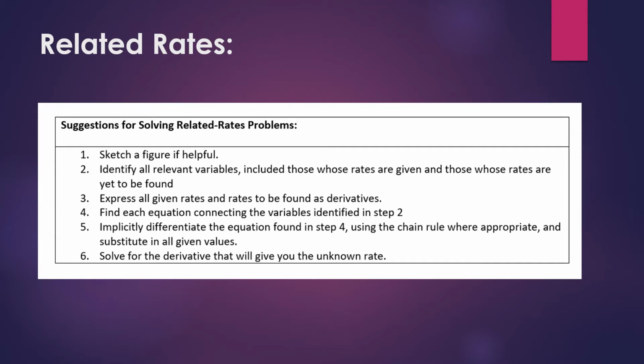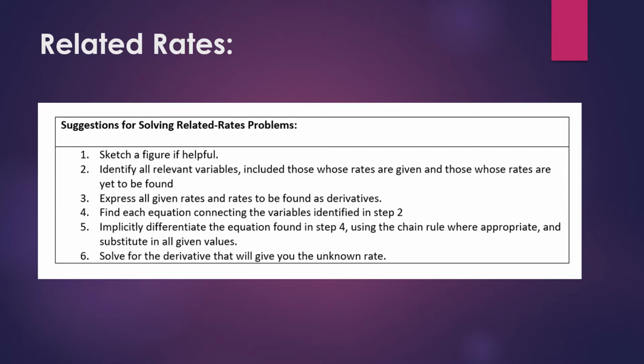Step 2, it says identify all relevant variables, including those whose rates are given and whose rates are yet to be found. So that's kind of what we were doing in example 1, where we had x, x prime, y, y prime, and then z and z prime. They weren't actually needed for the problem, but it doesn't hurt to have more information than you need. It says express all given rates and rates to be found as derivatives. So we need to find some way that everything is related to each other, and we need to take its derivative.